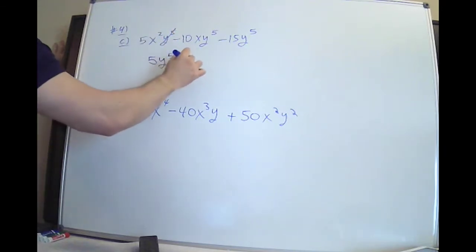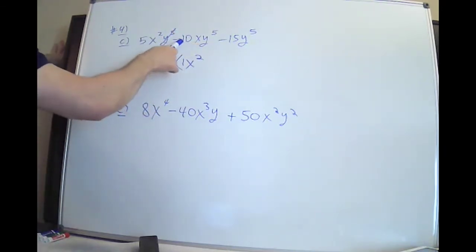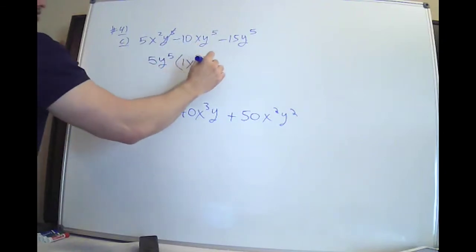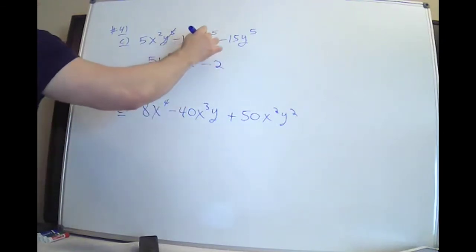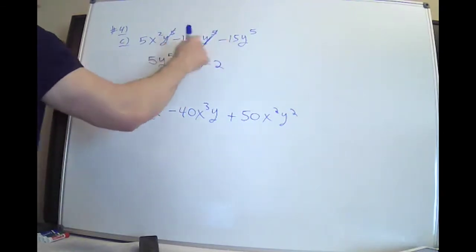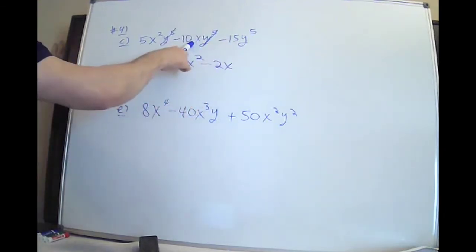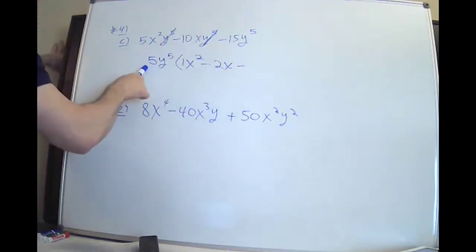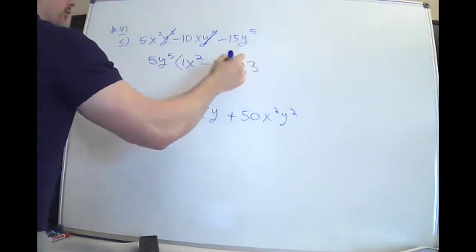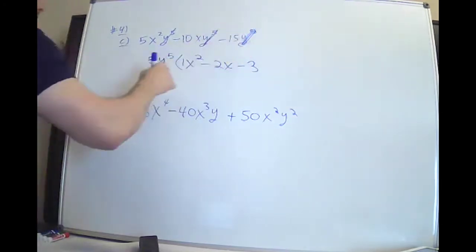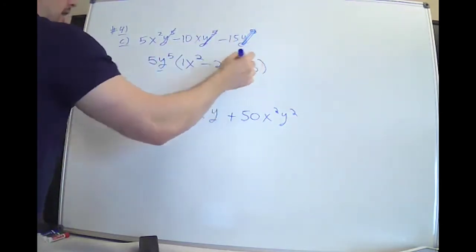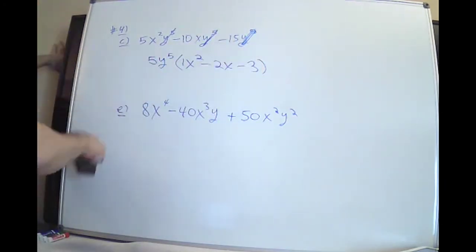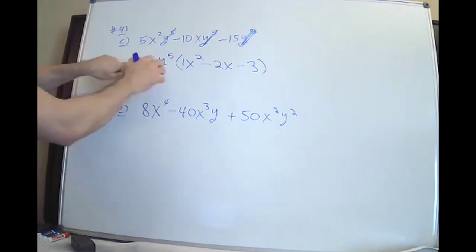It's not there anymore. So I'm left with x squared. I'm going to do negative 10 divided by 5, which is negative 2. This y^5 is not there anymore. I put it in front. So what am I left with there? x. Then I'm going to do negative 15 divided by 5, which is negative 3. You see that y^5? I got rid of it. It's right there. And now you're like, oh man, done. Not done.